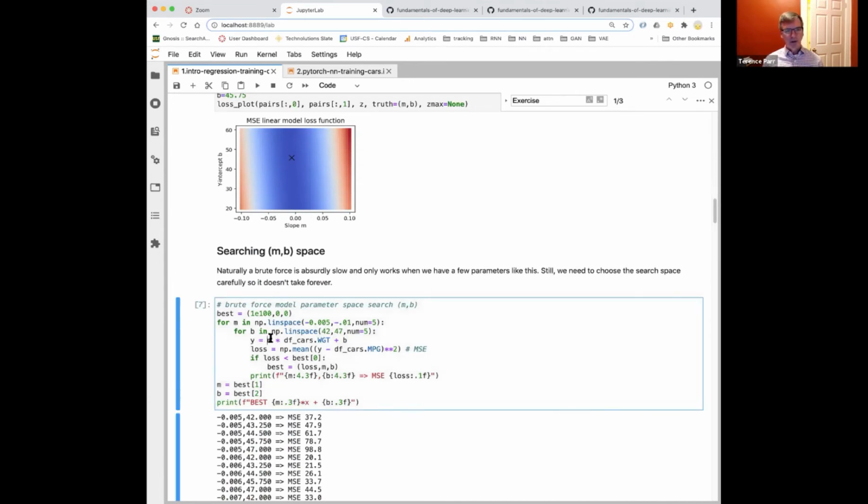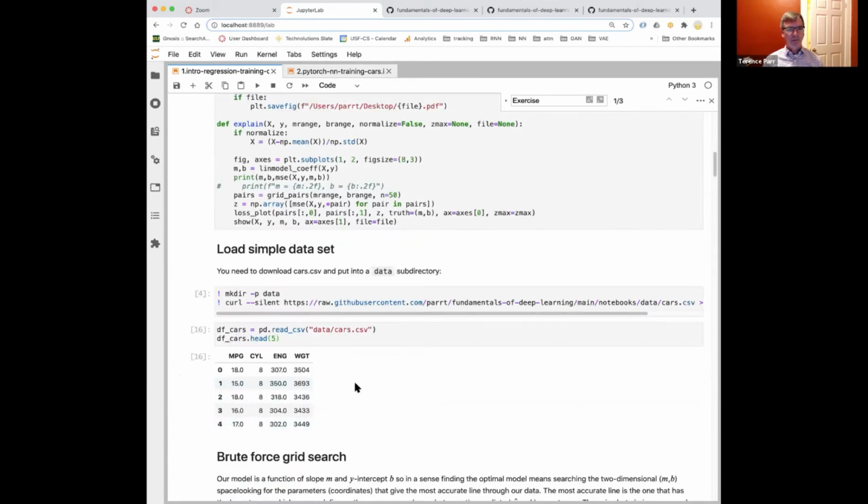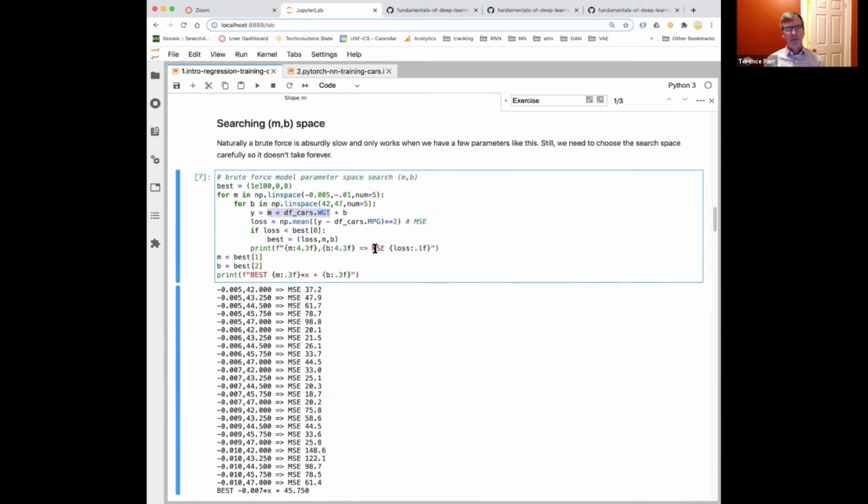Here's my model. I've got a slope times the weight vector, the weight of the car. It just happens to be a vector, right? It's this thing. And so here's my linear model. This is my prediction. This is my known correct answer. These are my residuals. This is my mean squared error. Okay, so that's my loss function.